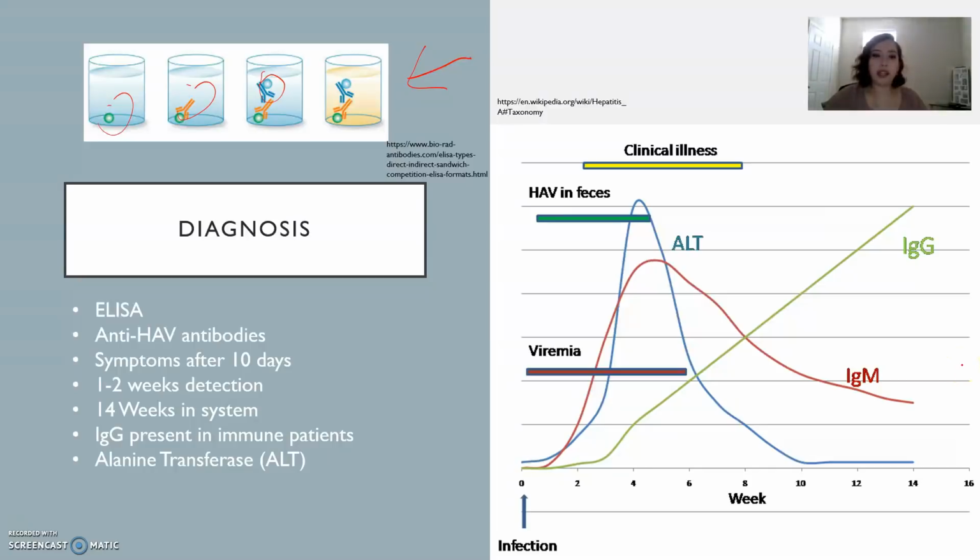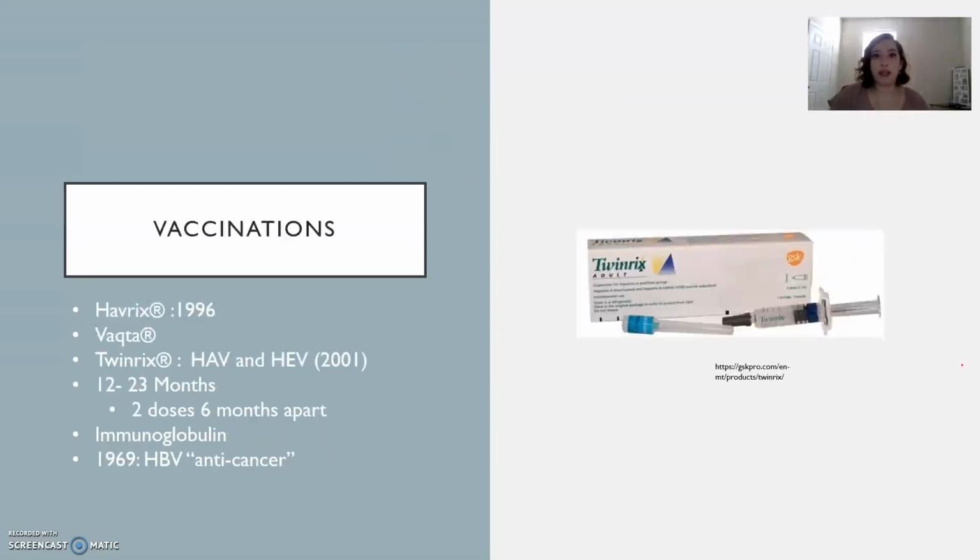Another detector is alanine transferase, which is another immune response from the liver, and this is specifically cells for the liver. So that has an increased spike, and that's how it's also detected that it's hepatitis.